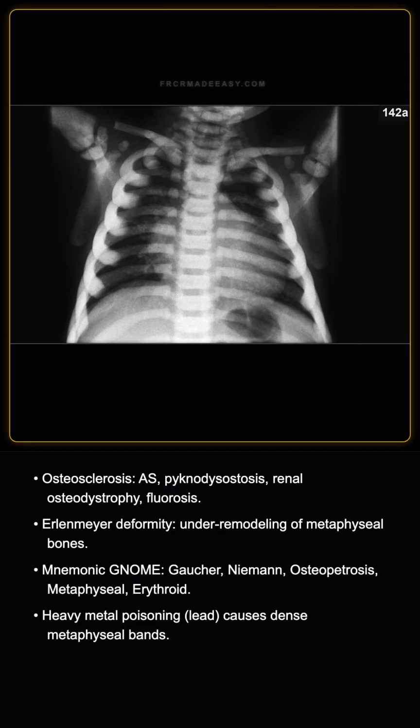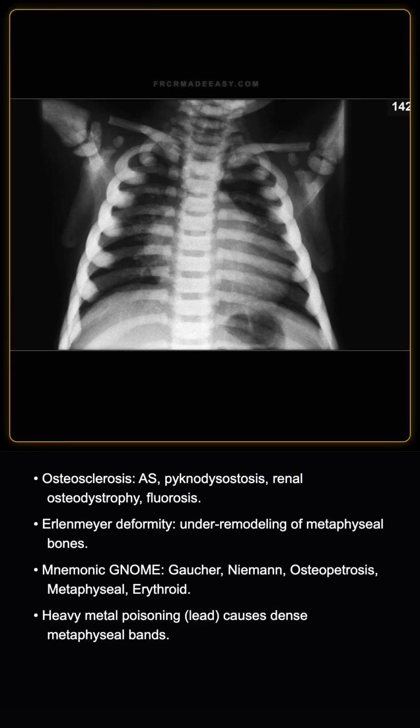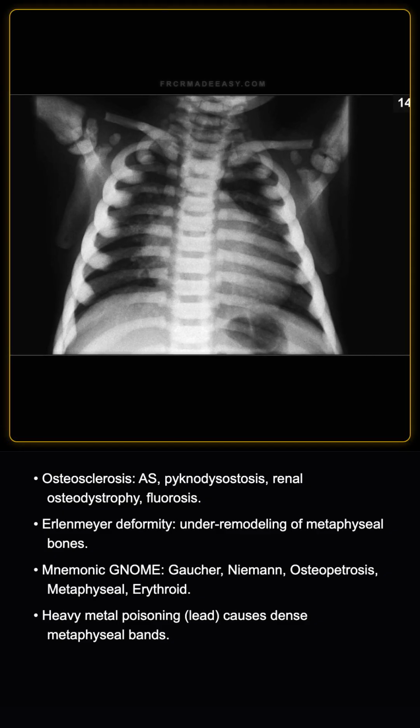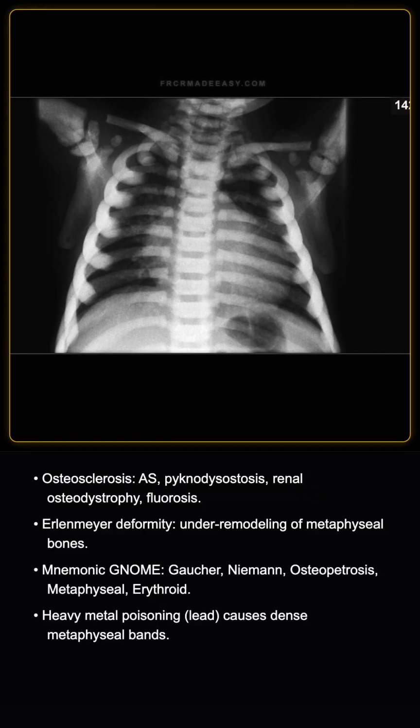Differentials for this deformity can be remembered by the mnemonic GNOME, standing for Gaucher's, Niemann-Pick, osteopetrosis, metaphyseal dysplasia, or piles, and hematological disorders like thalassemia. Lead poisoning can also cause dense metaphyseal bands resembling this deformity.